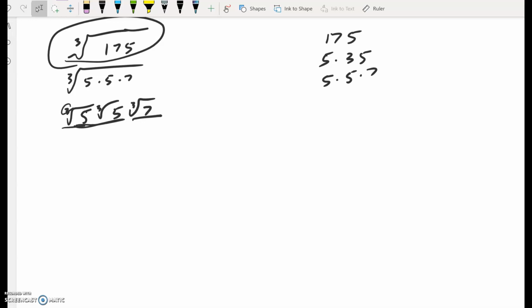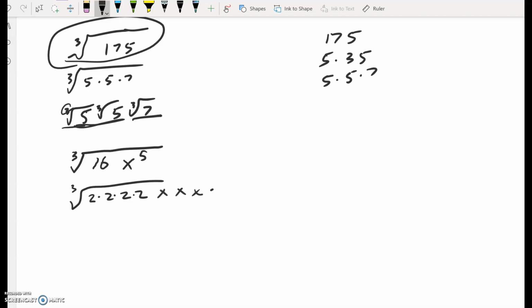So let's try one where maybe there is something outside of the leftover bin, just to have something to look at. Let's say we've got 16x to the 5th, and it's the cube root, and we want to simplify this. Well, 16 is 4 2's multiplied together. X to the 5th is 5 x's multiplied together.